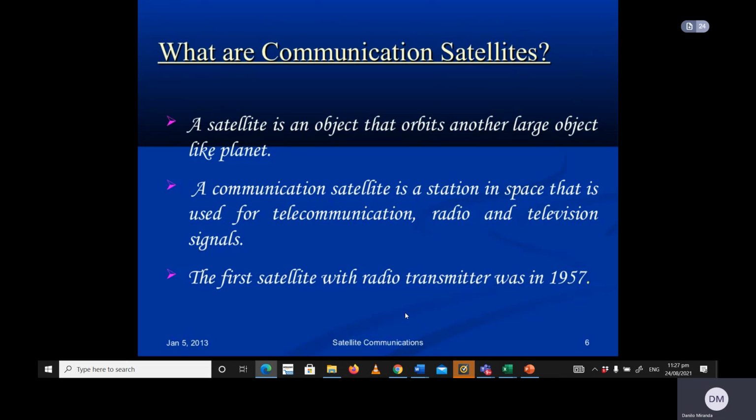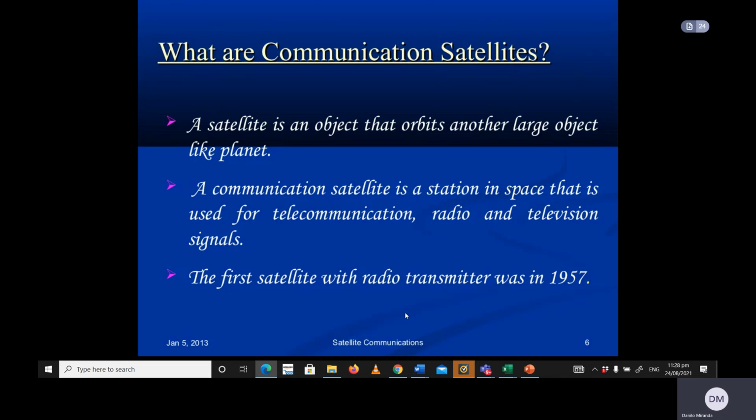Okay, so what are those satellites? A satellite is an object that orbits another large object like a planet. You have your sun, and then you have planets revolving around the sun. Same thing with satellites. The first satellite was in 1957.